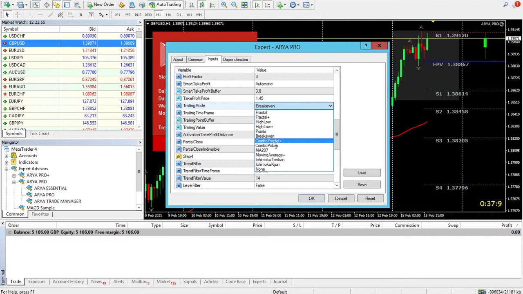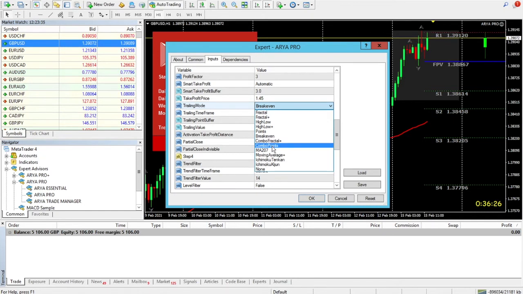Combo Fractal Plus combines the two trailing modes, Fractal Plus and Break-Even. ARYA will secure your profits by shifting the stop loss to confirmed fractals in your profit zone, and will also shift the stop loss to break-even when the market has covered 50%. Again, 50% is the default value, but you can change it in the activation take profit distance field.